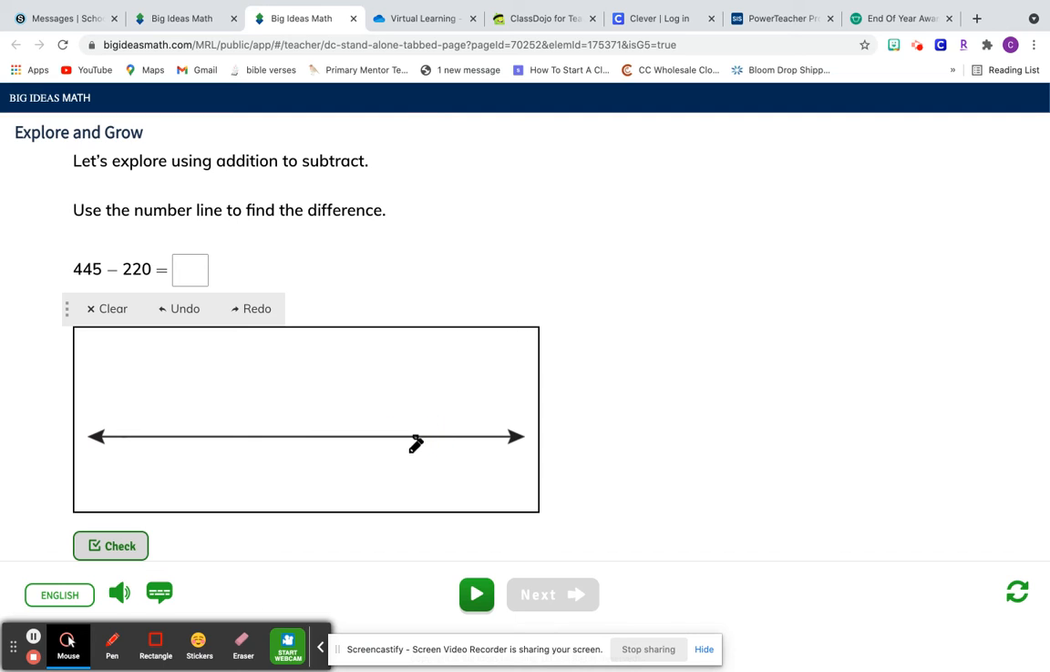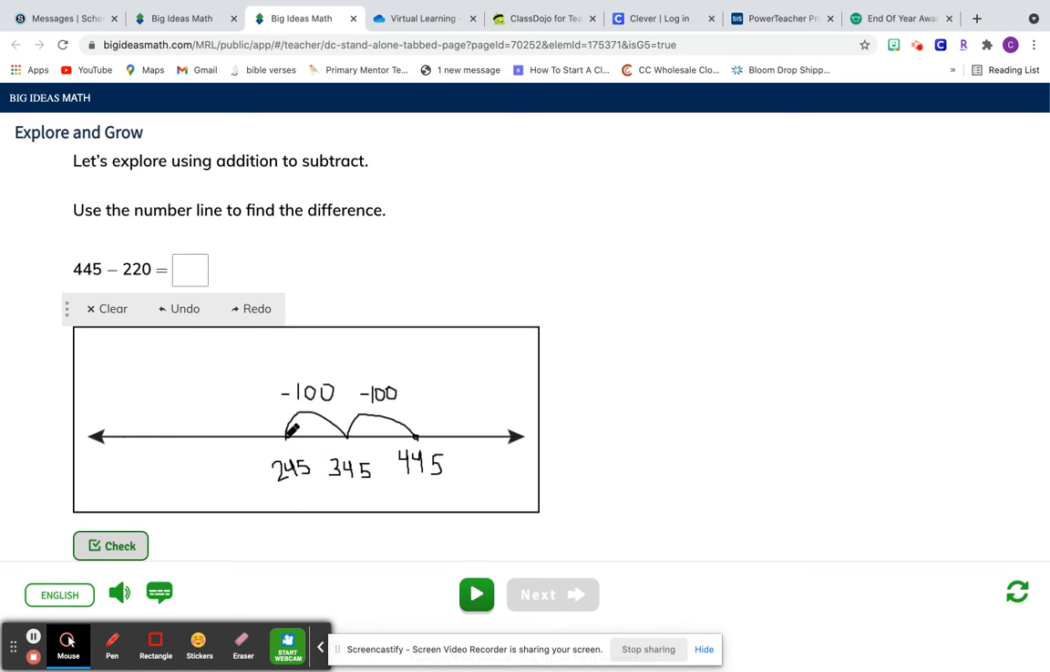So our number is 445. We're going to go back 2 hundreds. 1, 2. So minus 100. Minus 100. So this would be 345. And then 245. Make sure you pay attention that you're going backwards and not forward if we're subtracting.